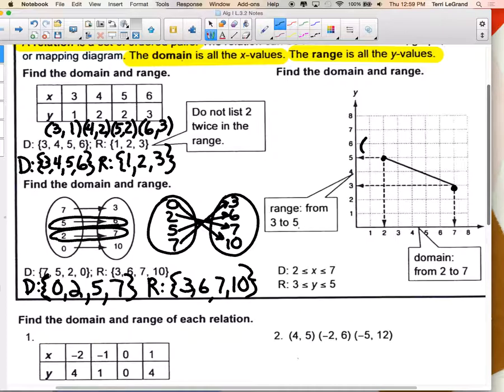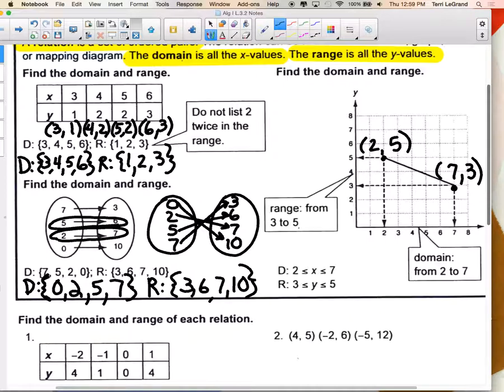What's the ordered pair name for that top one? 2, 5. The X value always comes first, followed by the Y value. What's the ordered pair name for the bottom one? 7, 3. Ordered pair 7, 3.